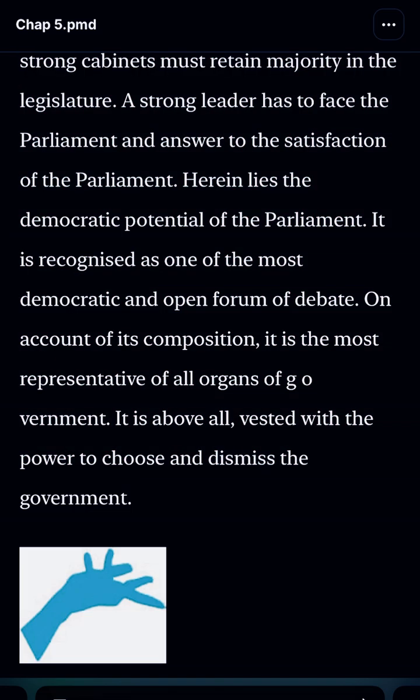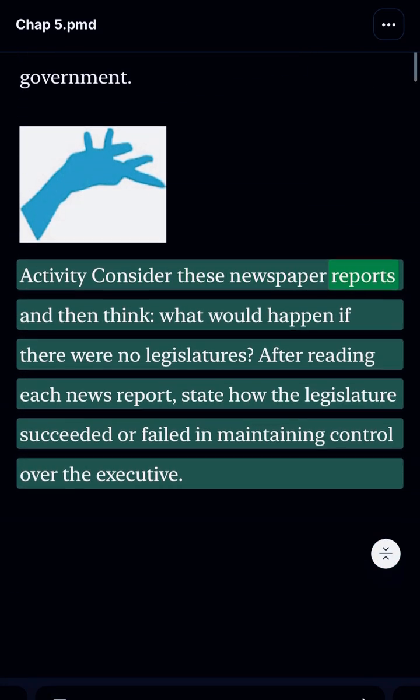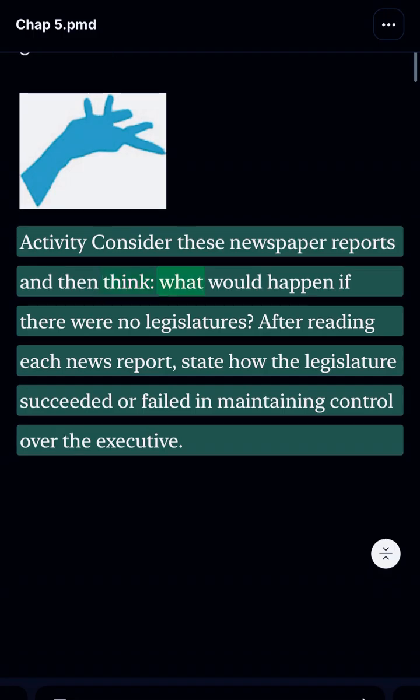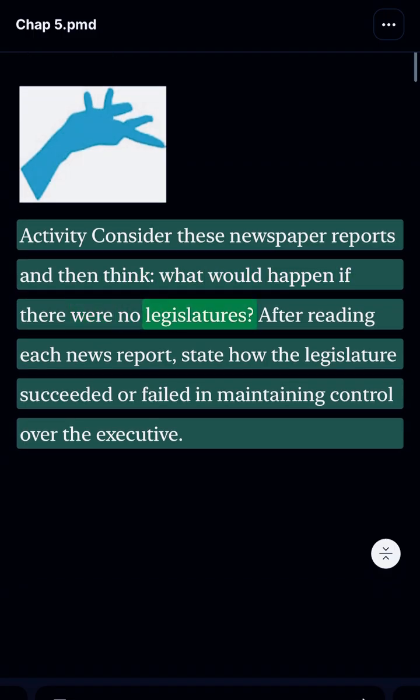Activity. Consider these newspaper reports, and then think, what would happen if there were no legislatures? After reading each news report, state how the legislature succeeded or failed in maintaining control over the executive.